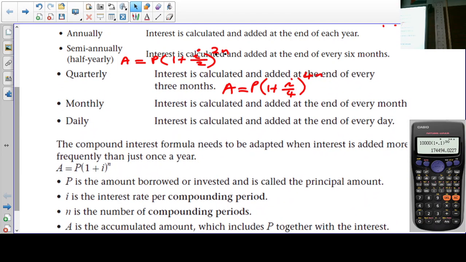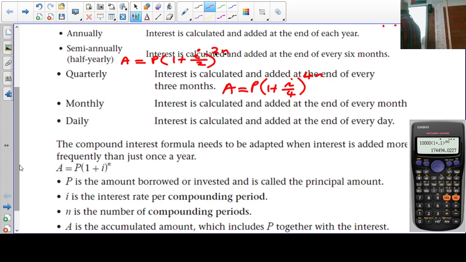Compounded monthly. So what's your variation here? So here we are told interest is calculated and added at the end of every month. So your formula A is equal to P into 1 plus I over 12 to the exponent 12n. You see that? Then it says compounded daily.